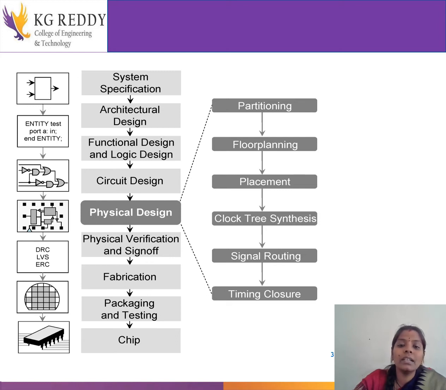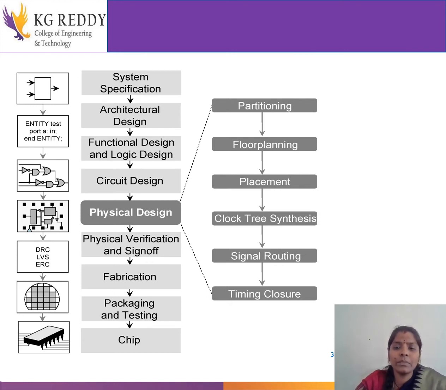And then after that we went for the back end design. In the back end design we have the physical design, where we do partitioning of what needs to be included, such as the low power or high voltage circuits. All that we do partitioning, and then we do floor planning of that. And then after that we do the placement.